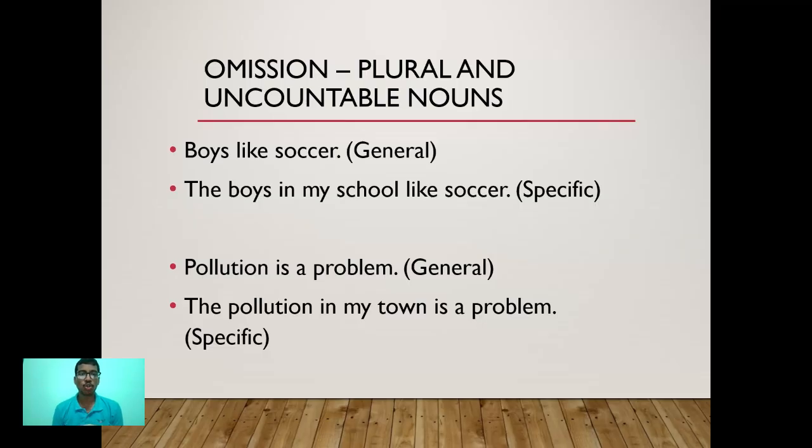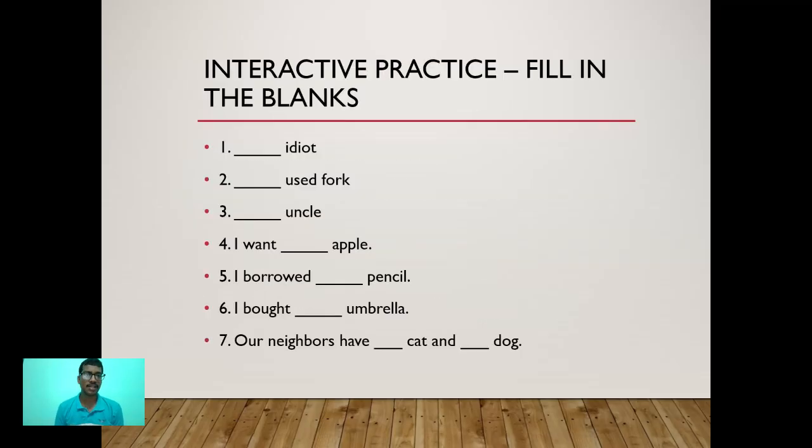I have given some examples. I wanted you to fill in these blanks. You can take a note of these examples. Just work it out. I'll show you the answer at the end of this exercise as you finish. You can take a minute, make a note of all these things, and then write. Dash idiot, dash used fork, dash uncle. I want dash apple. I borrowed dash pencil. I bought dash umbrella. Our neighbors have dash cat and dash dog.